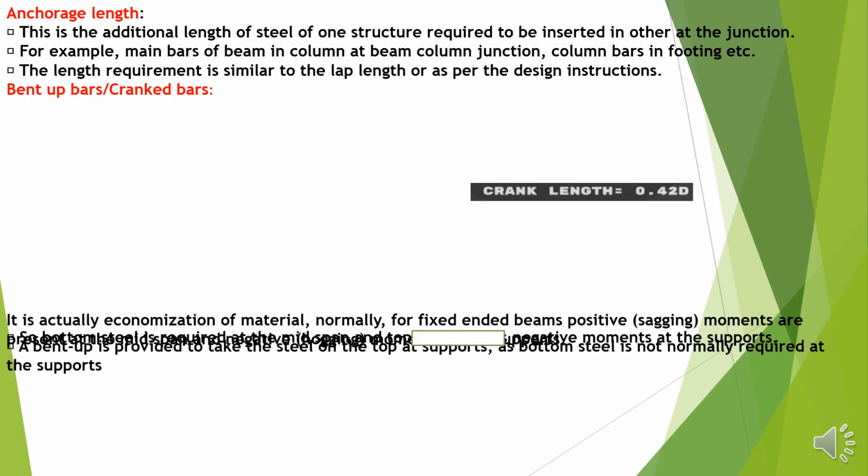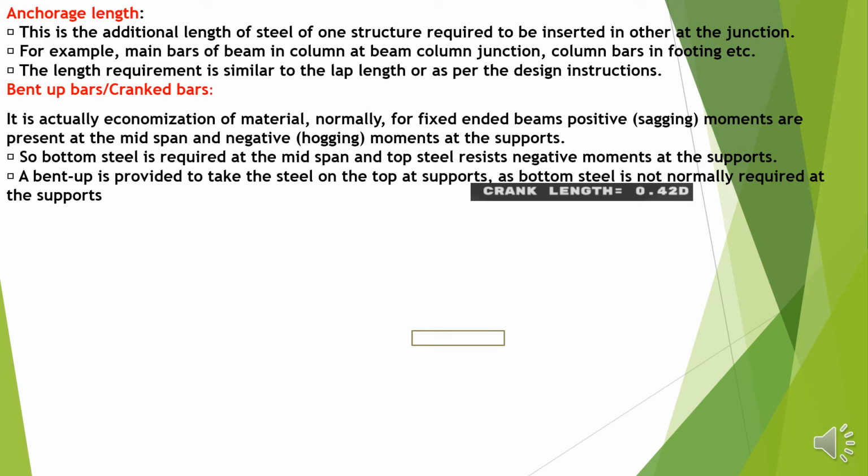Bent up and cranked bars. It is actually economization of material. Normally for fixed ended beams, positive moments are present at the midspan and negative moments at the supports. So bottom steel is required at the midspan and top steel resisting negative moments at the supports. A bent up is provided to take up the steel to the top of the supports, as bottom steel is normally required at the support. Crank length is 0.42 dia.